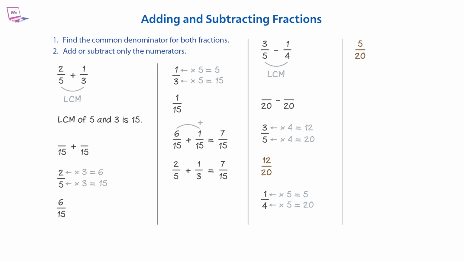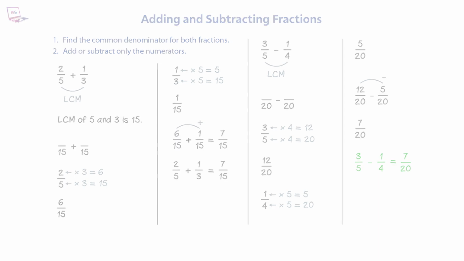Now, let's subtract the two fractions with the new numerators 12/20 and 5/20. Since the denominators are equal, we just subtract the numerators. 12 minus 5 equals 7, and the fraction becomes 7/20. 3/5 minus 1/4 equals 7/20.